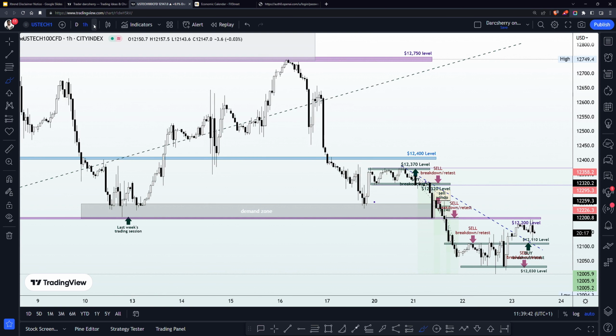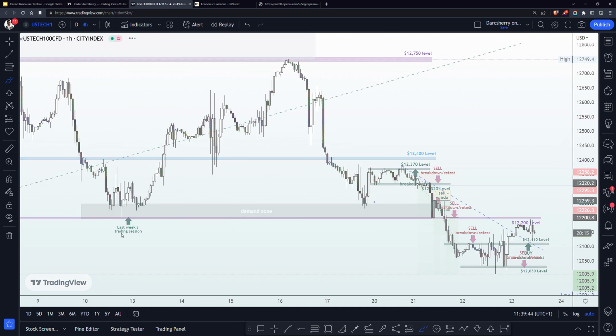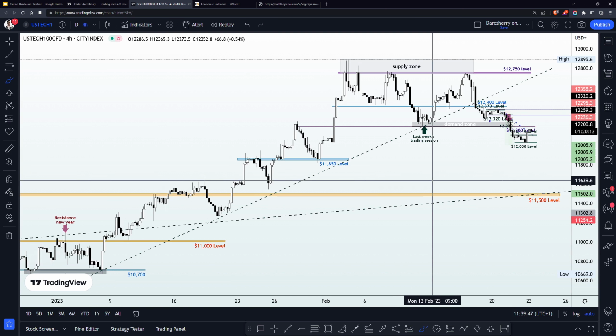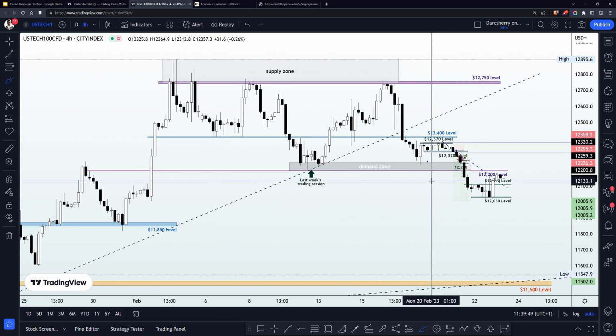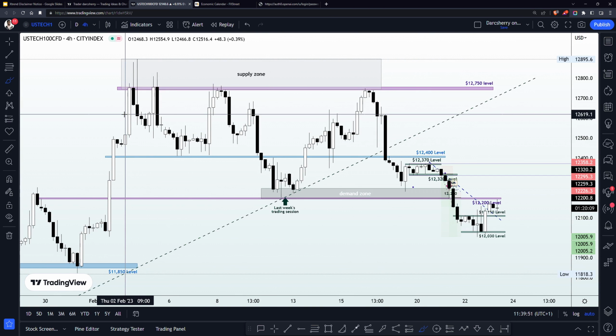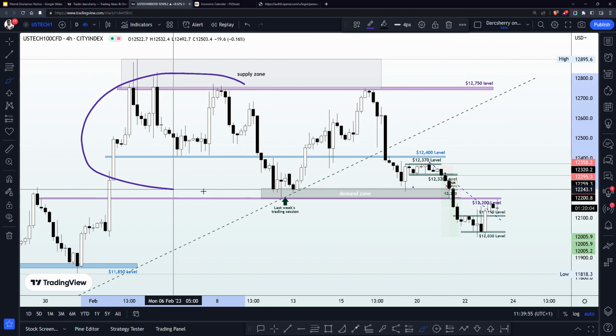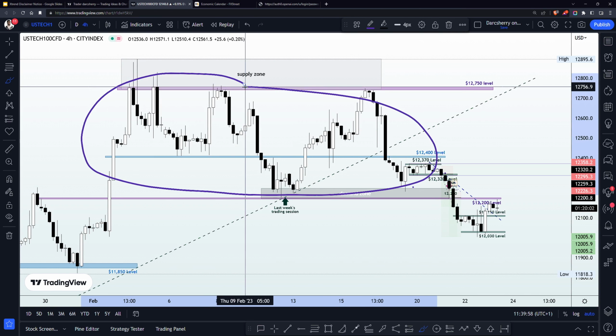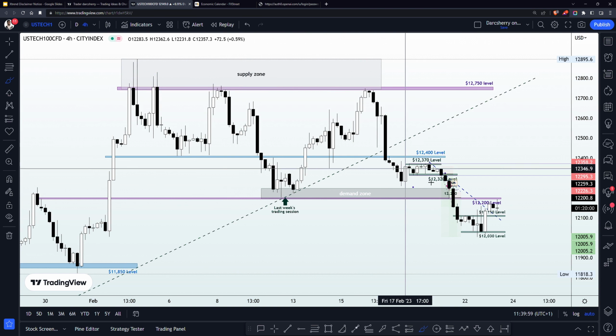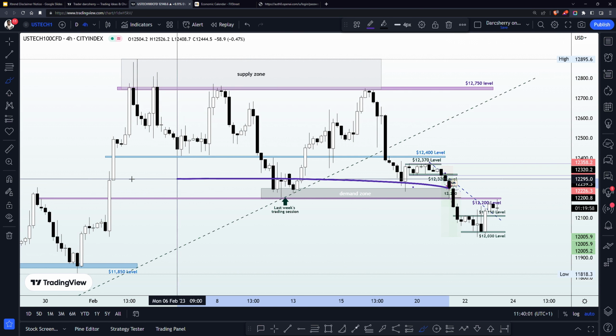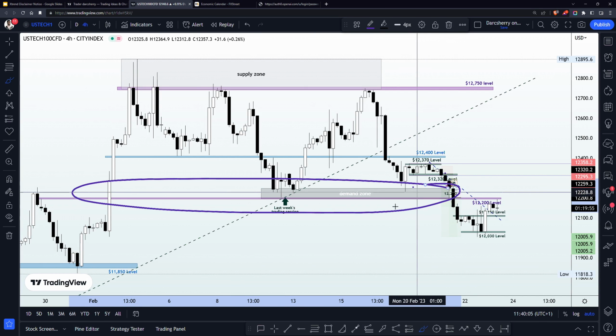I think if we go into the 4 hours time frame, we will be seeing things more clearly here. All right, so this is the 4 hours time frame, and look at what has been happening since the beginning of this month. We saw the consolidation phase where price continued to trade within the 12,750 and the $12,200 level, which was the strong demand zone.